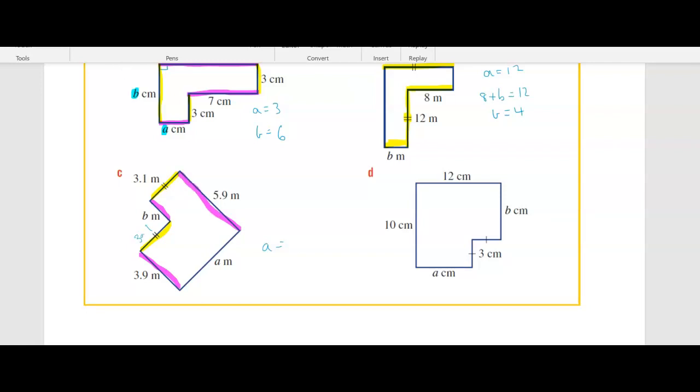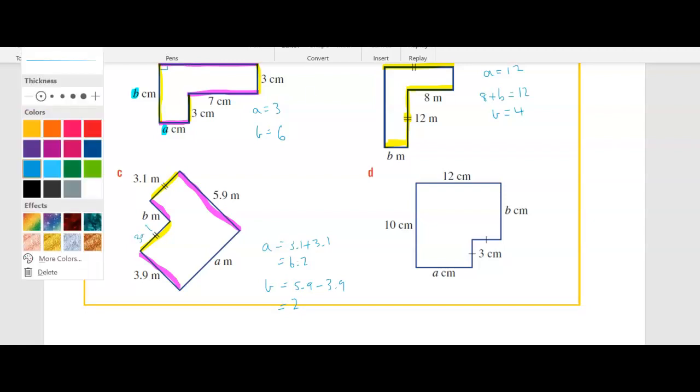Now A is still 2 times 3.1. So 3.1 plus 3.1, which is 6.2. And B is equal to 5.9 minus 3.9, which gives us 2. All right, and then the last one.